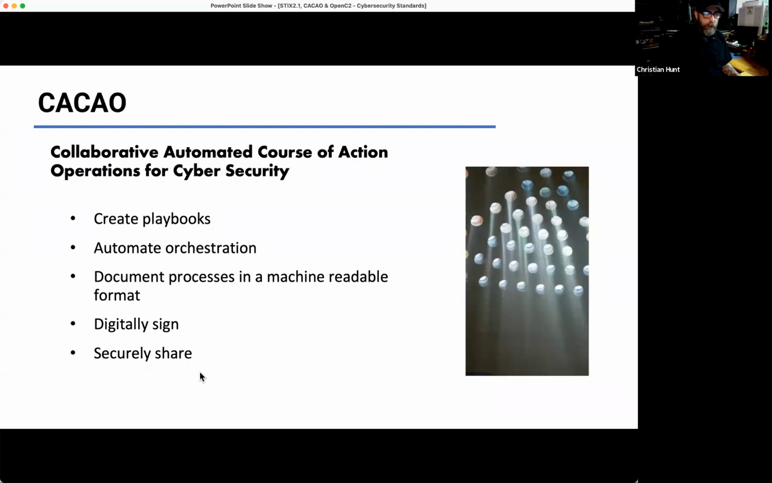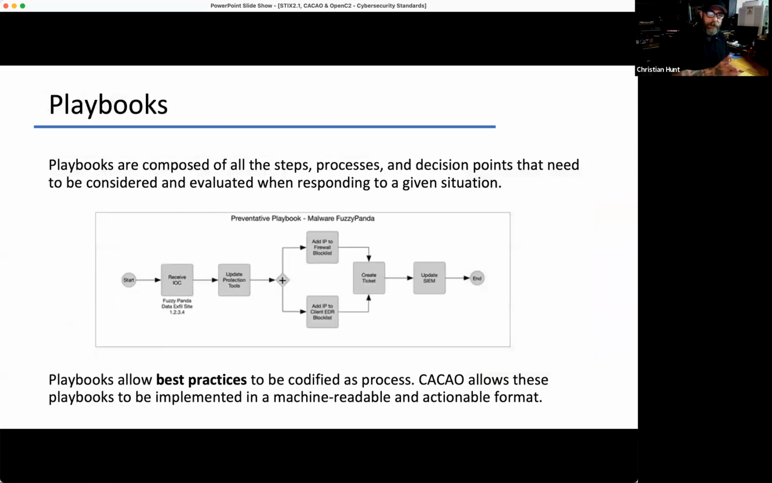Next slide. So collaborative automated course of action operations for cybersecurity. It's a bit of a mouthful, but it essentially allows us to represent process in a machine readable format. And we can do a lot of things with that. Automate orchestration, document process, and then we can also digitally sign them to maintain provenance and securely share these playbooks with other groups.